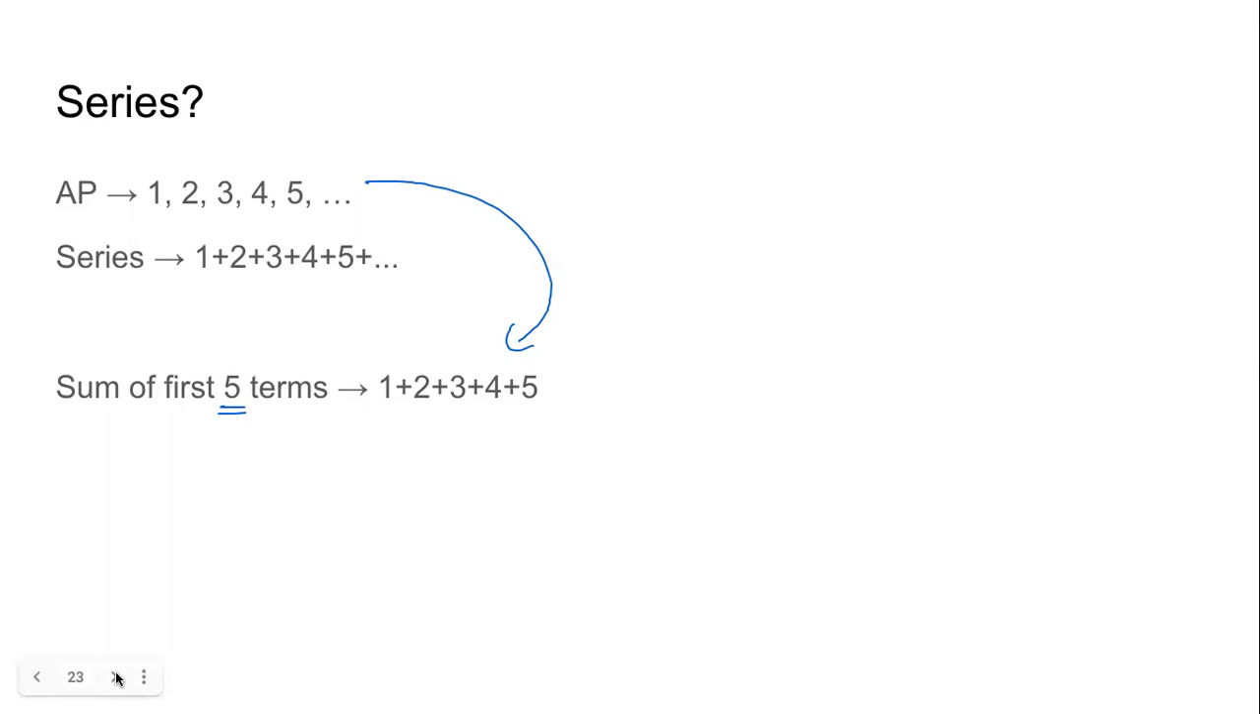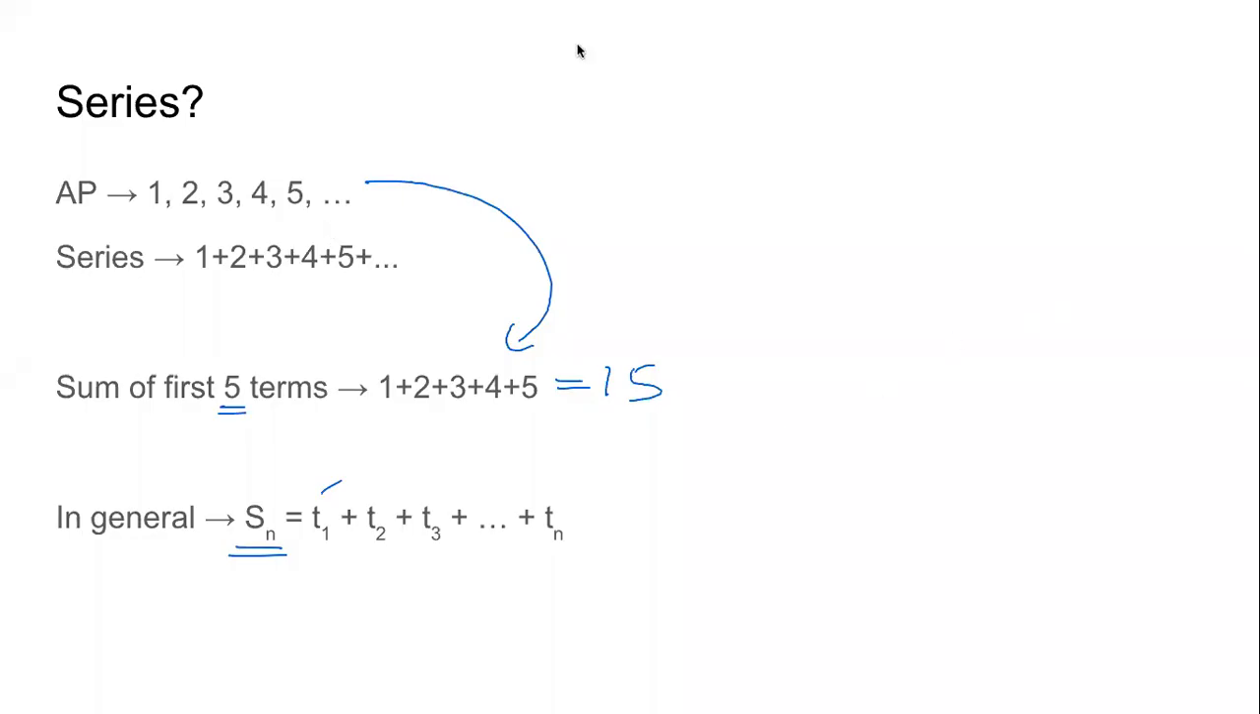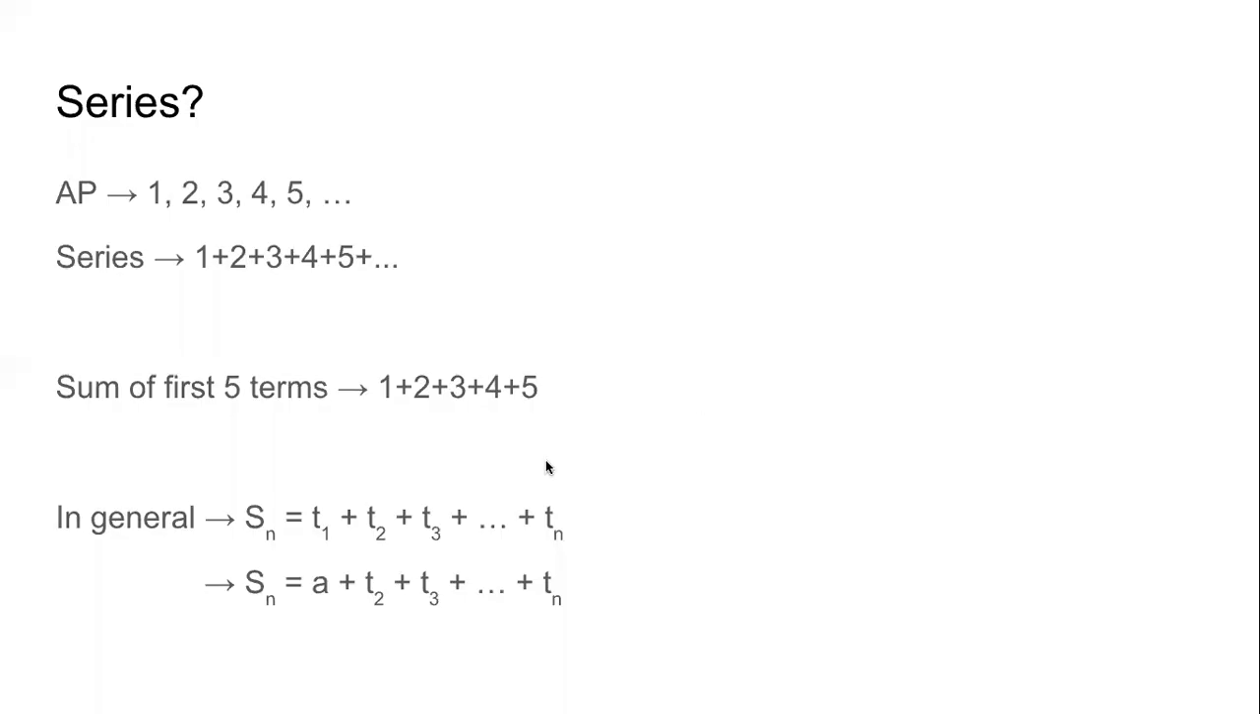If it was for some other terms, and if you are writing it in general, then we use the symbol Sn. Sn means sum of first n terms, which will be equal to T1 plus T2 plus T3 up to Tn, where T1, T2, T3, Tn are terms of an AP. This is the meaning of sum of first n terms of an AP. In this particular case, where the AP is 1, 2, 3, 4, 5, and so on, the sum of first 5 terms is 15. Very good. We can also write the formula for sum of first n terms in terms of a. So in place of T1, we can just write a, because T1 is also written as a. Not a big deal.